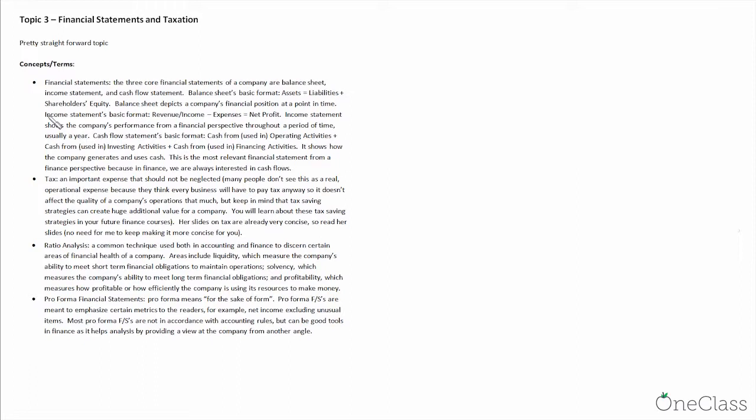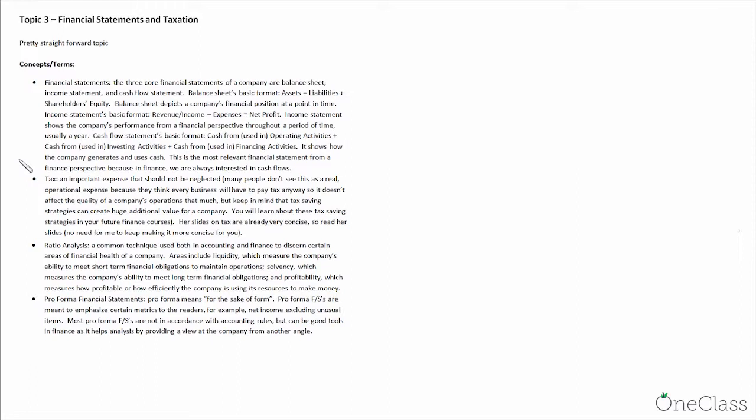The income statement's basic format is revenue or income, because some income is actually not called revenue. Revenue is more meant towards the income you generate from your core business. And for me, I like to call my income that's not generated from my core business just income, but not call it revenue. So the basic format is income or revenue minus expenses equals the net profit. The income statement shows the company's performance from a financial perspective throughout a period of time, usually a year.